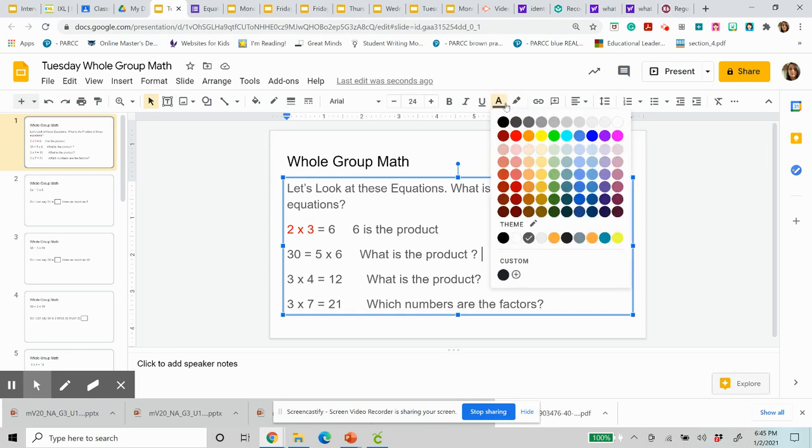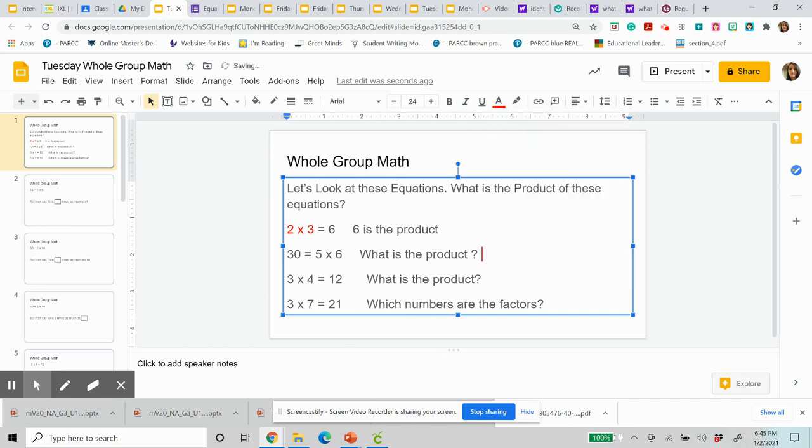So, put something in Google Chat. Out of these numbers, out of 30, 5 times 6, what is the product of that equation? Is it the 30? Is it the 5? Is it the 6? What's the product? What's the answer to the multiplication problem? It's 30, right?